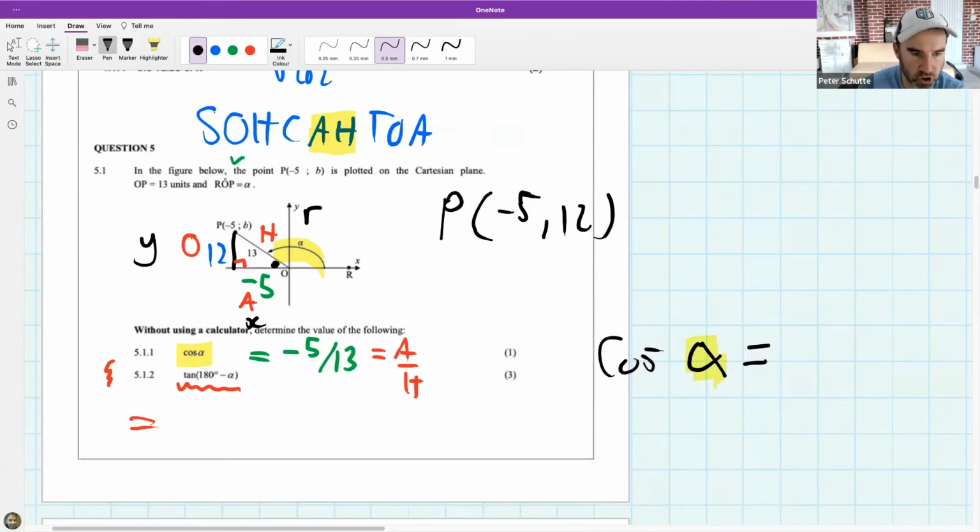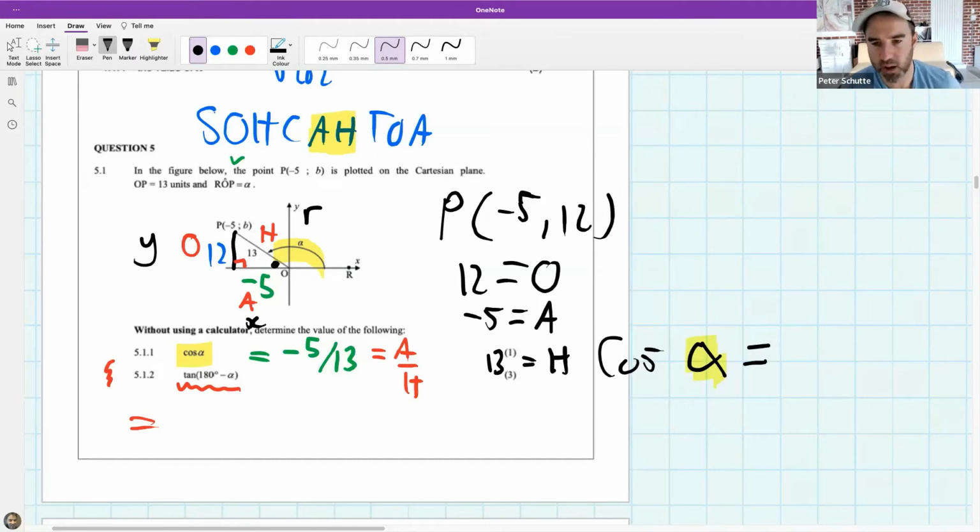So I want to make sure you understand. Give me a thumbs up if you understand why 12 is O, and why minus 5 is A, and 13 is H. Give me a thumbs up if you understand how I made that connection. If not, give me a thumbs down. Okay, so that's the important bit. So you're with me so far.